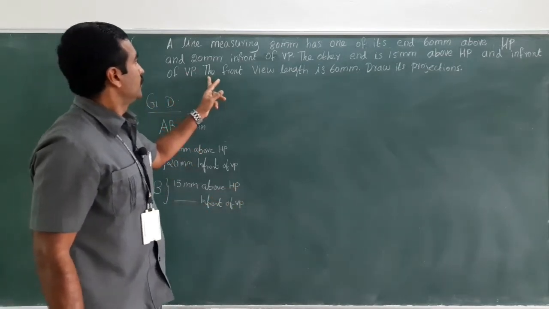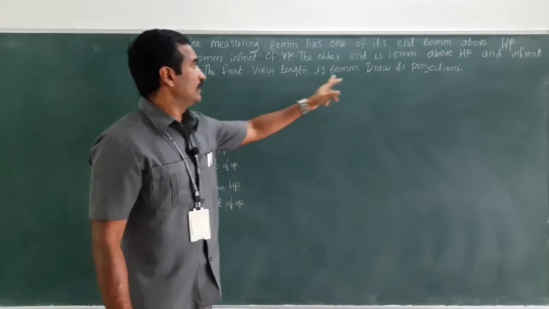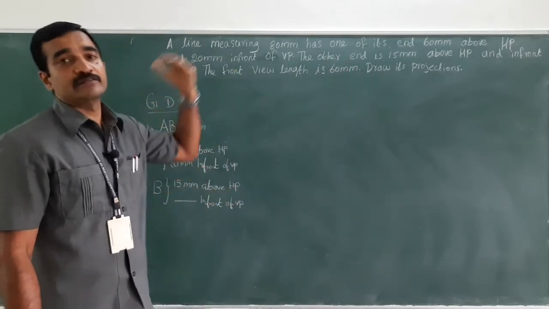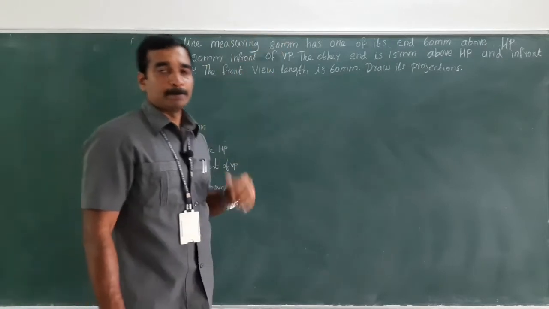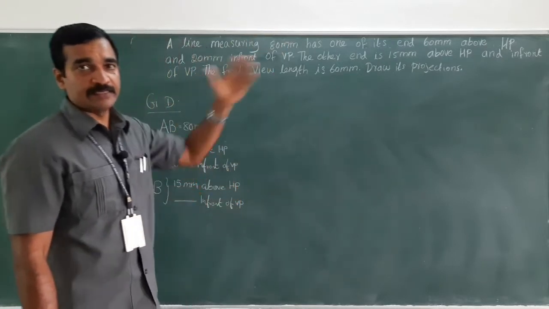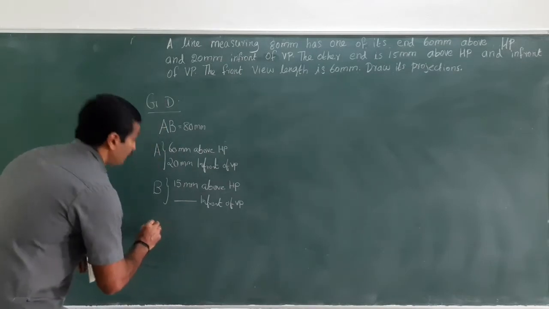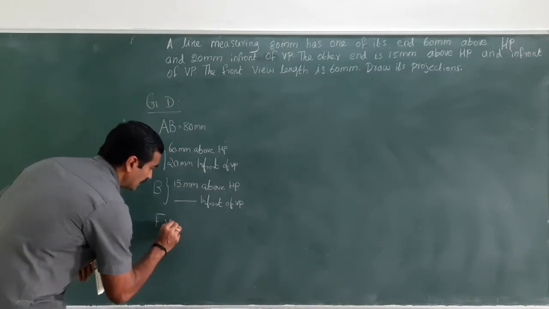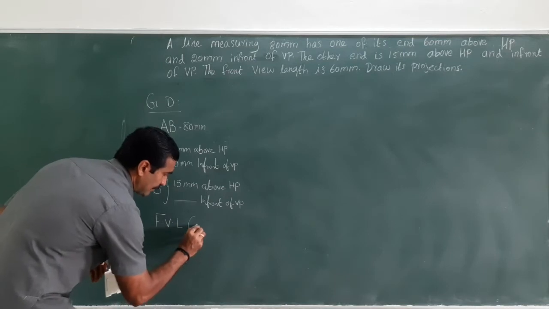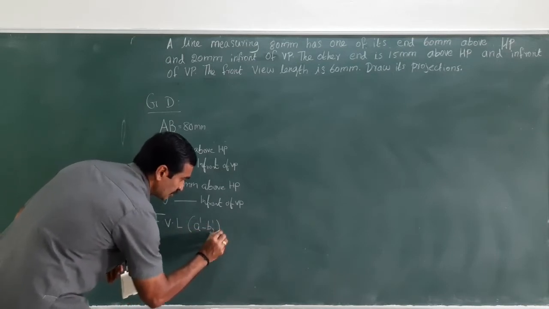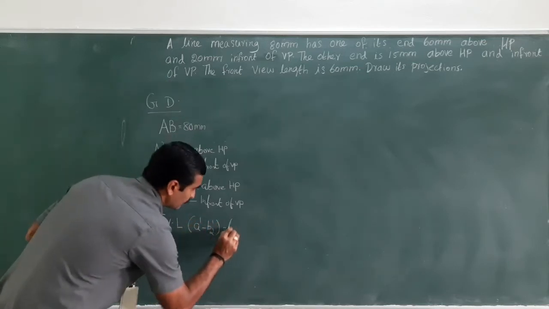Further, the front view length is given as 60 mm. Front view length, which is captured in the locus of A dash, that is in the VP, right? So that is the front view length, which is nothing but A dash to B2 dash, which is 60 mm.